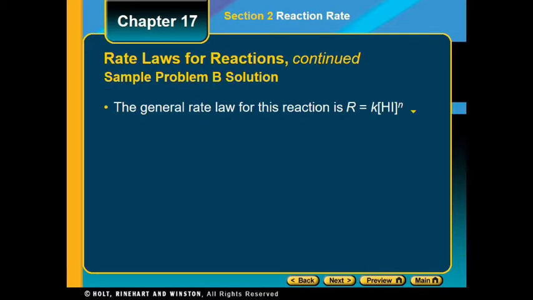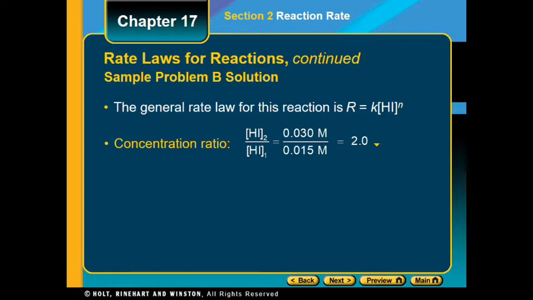So for this one, since there is only one reactant, our general form will be the rate is equal to a constant times hydroiodic acid, its concentration, to some power n. We have to figure out what that power n actually is going to be. So if we look at a concentration ratio, they have decided to take experiment 1 and 2 and compare their data. We have the concentration for experiment 1 versus experiment 2. And again, the concentration was doubled. That's why you see the concentration ratio is 2.